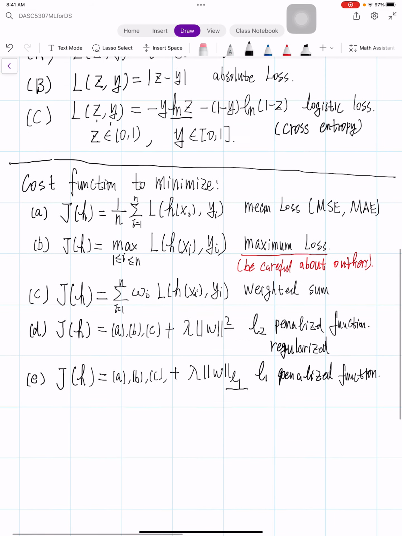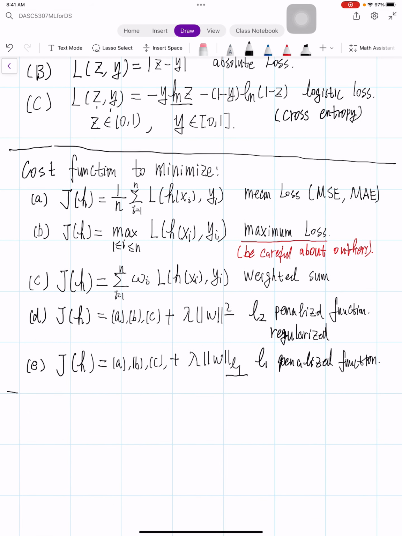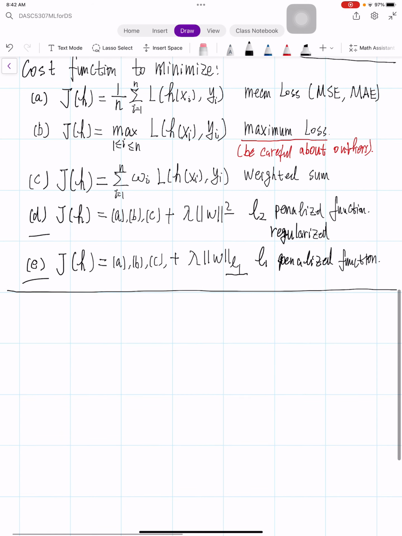So that's the choices for the regression function, the loss function, and cost function. And the different combinations give us different regression models. For example, this will give us the ridge regression, and this gives us the lasso regression, right? So by combining the above choices, we can have some famous regression models.